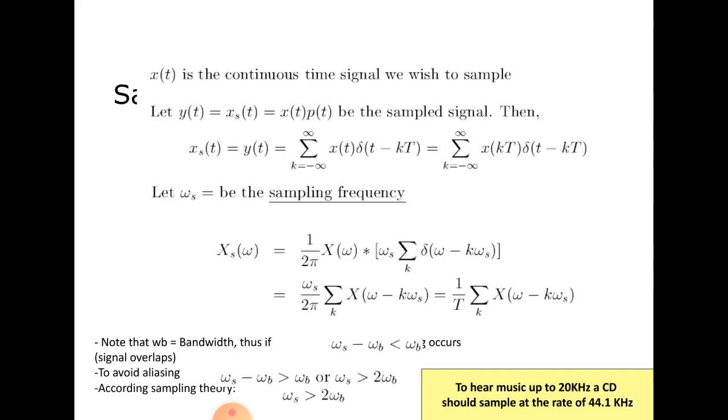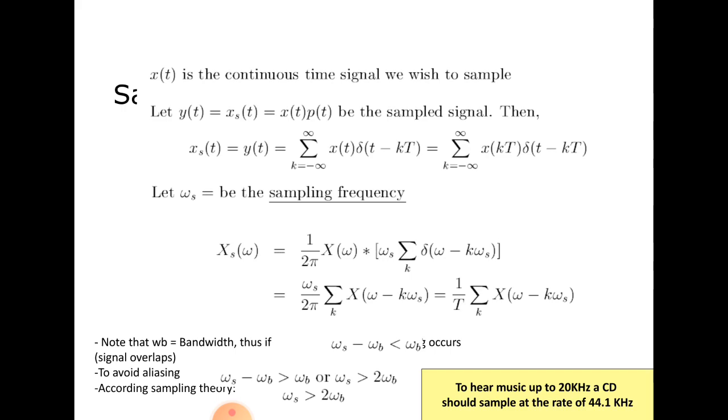Xs(omega) is equal to 1 divided by 2π times X(omega) convolved with the summation over k of δ(omega − k·omega s) times omega s divided by 2π, which is equal to 1 by T times the summation over k of X(omega − k·omega s).